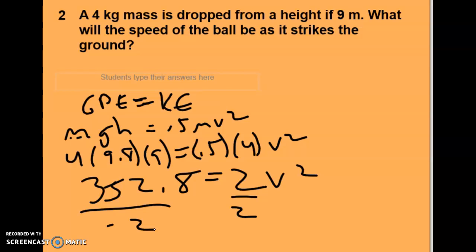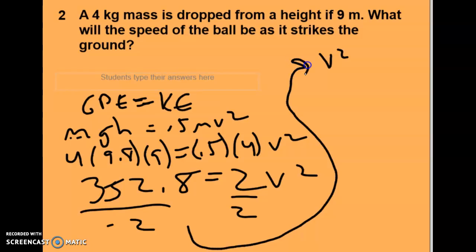So I want to end up with V squared. I'm going to start working up here. V squared is equal to 352.8 divided by 2, which is equal to 176.4.